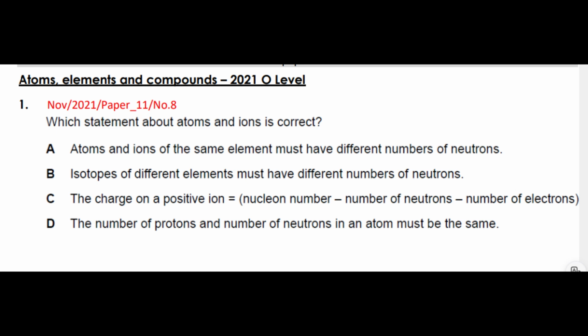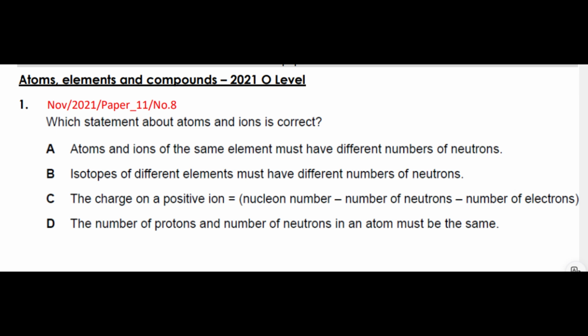Bravo says isotopes of different elements must have different numbers of neutrons. The question is which statement about atom and ion is correct, but the Bravo statement is about isotopes. Charlie says the charge on a positive ion is equal to nucleon number minus number of neutrons minus number of electrons.